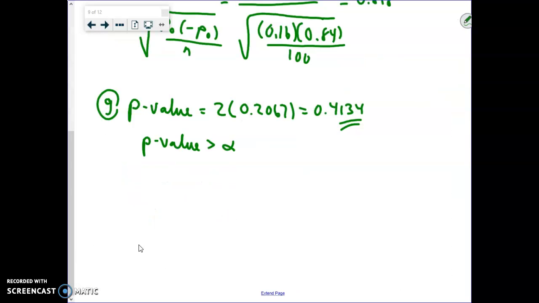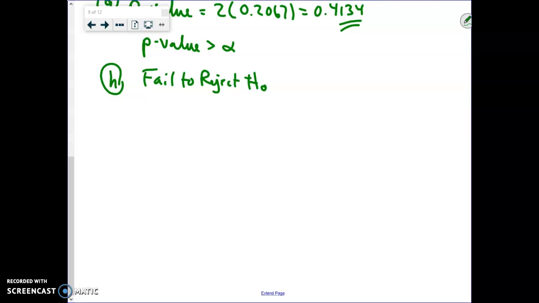All right, so let's go ahead and write our final statement here. So since the p-value is larger than alpha, we're going to go ahead, ladies and gentlemen, and fail to reject the null. Fail to reject H0. Now, what this basically says is even though our sample proportion was higher than 16%, it was 19%, it's not strong enough to say that for the entire population, the proportion was something other than 16%.